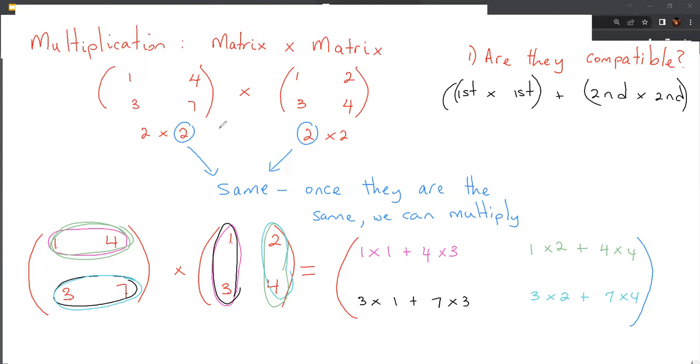Now, here's a check. If you want to make sure that you were correct, you can check because look at your multiplication sign throughout.